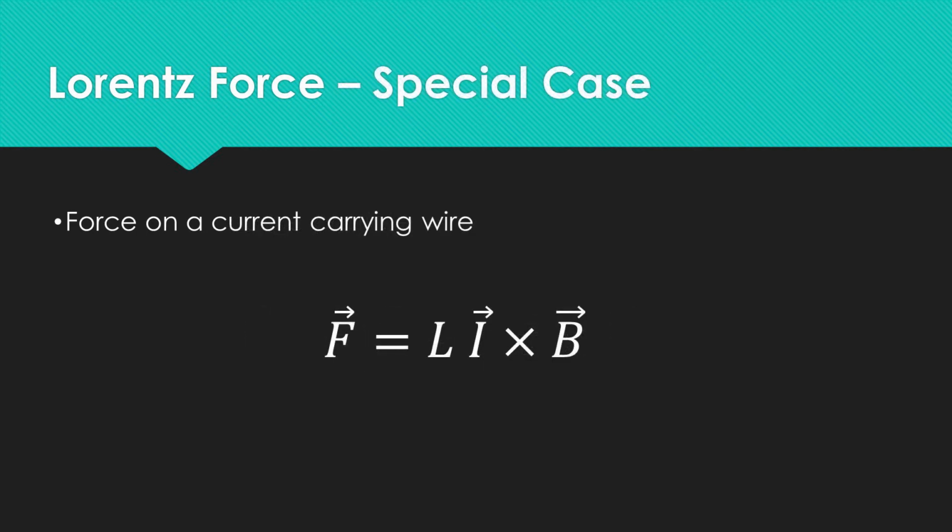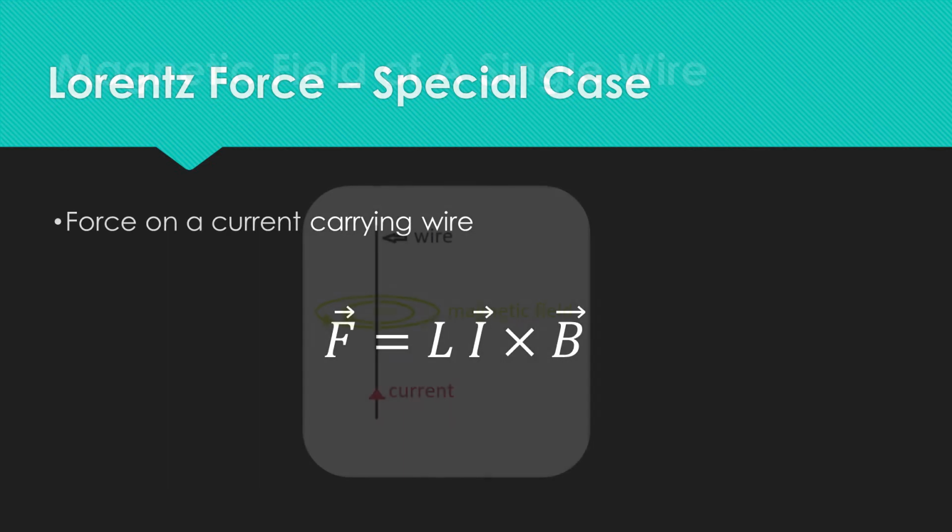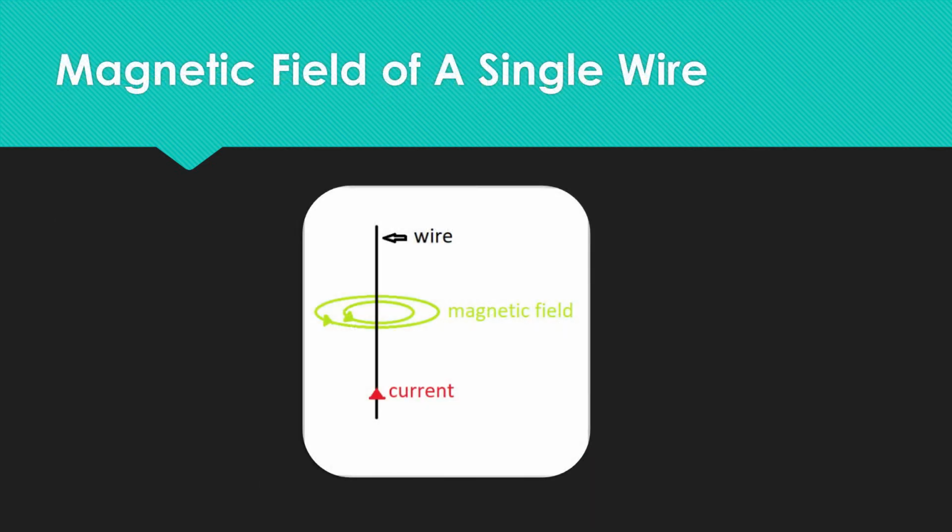Now let's consider a special case of Lorentz Force Law. In this case, Lorentz Force Law says if a magnetic field is applied to a wire with current going through it, the wire experiences a force. This equation is a special case of the general one said in the previous slide. Now we are going to talk about some details and a special example.